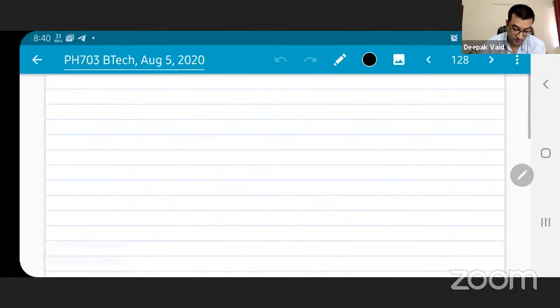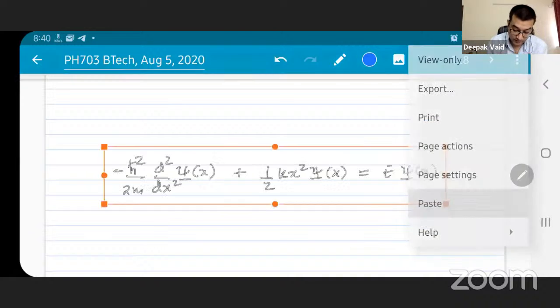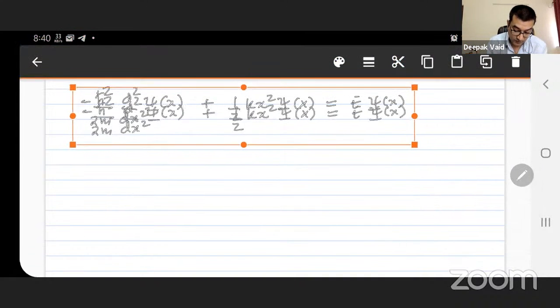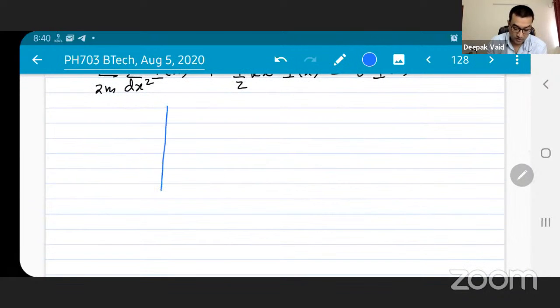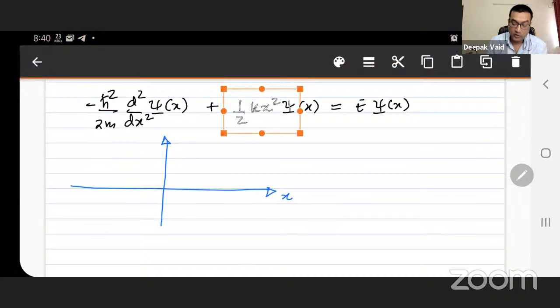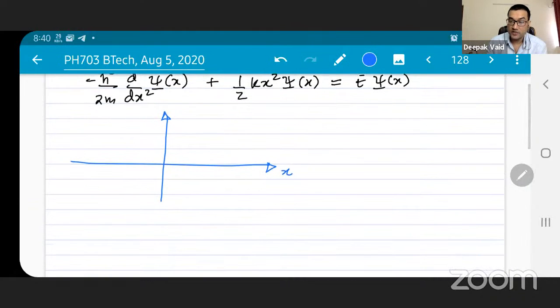All right, so now we can talk about the solutions of this equation. Now we can ask, well, how do we solve this equation? Okay, so this is our Schrodinger equation for a particle in the potential of a harmonic oscillator. And what does the potential of a harmonic oscillator look like? So this is x, right? It just looks like a parabola, x squared.